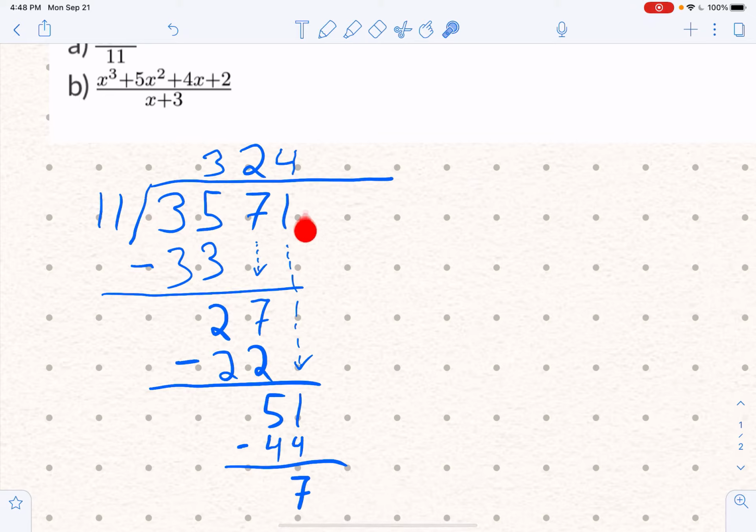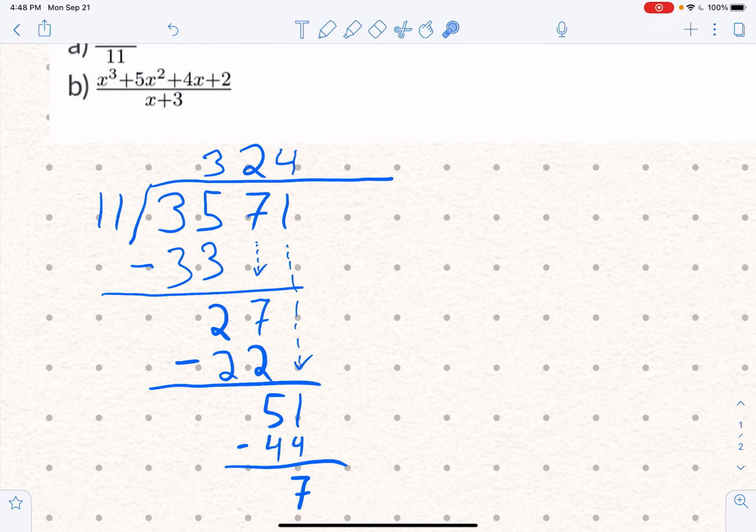Looking up above, there are no more digits to work with here. We've reached the ones place. If we wanted to continue getting a decimal answer, then we could put a dot and a 0 and bring that 0 down and continue this process. We would put our decimal point there.